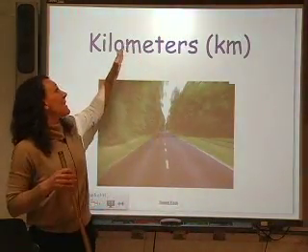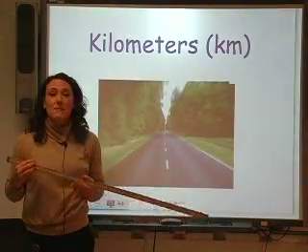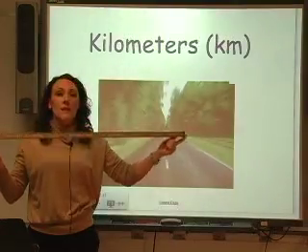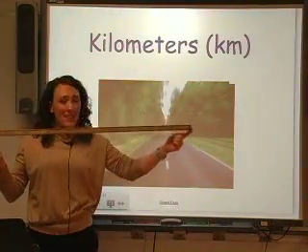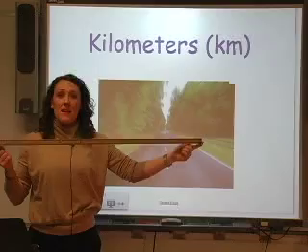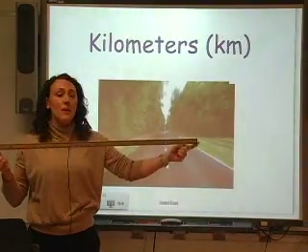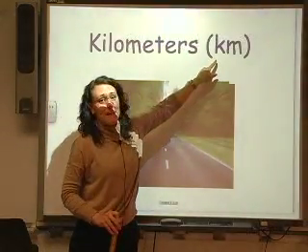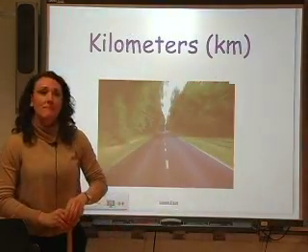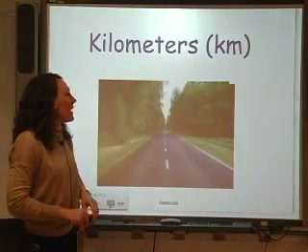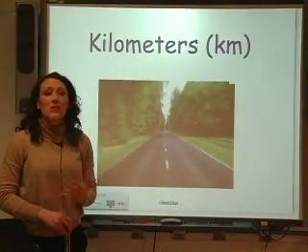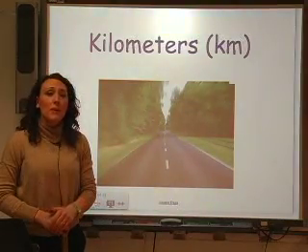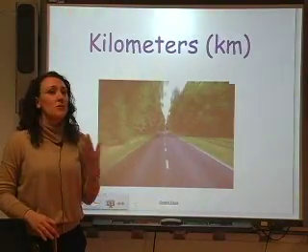Now the prefix kilo actually means 1,000. There are 1,000 meters in 1 kilometer. Imagine 1,000 of these end to end. That makes up 1 kilometer. And the symbol for kilometer is km. Again, this is good for measuring distances we travel by car, or, for example, the width of our country from coast to coast.